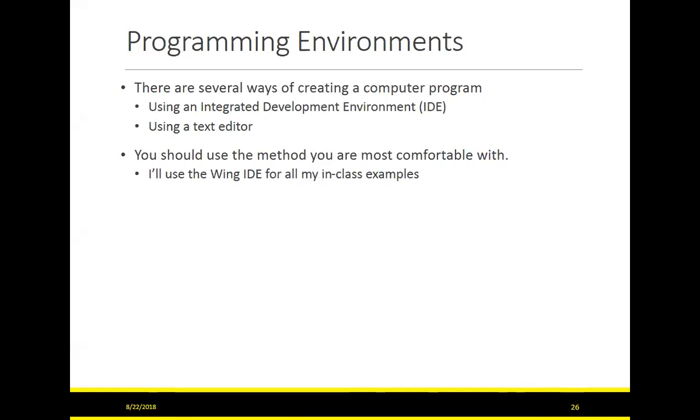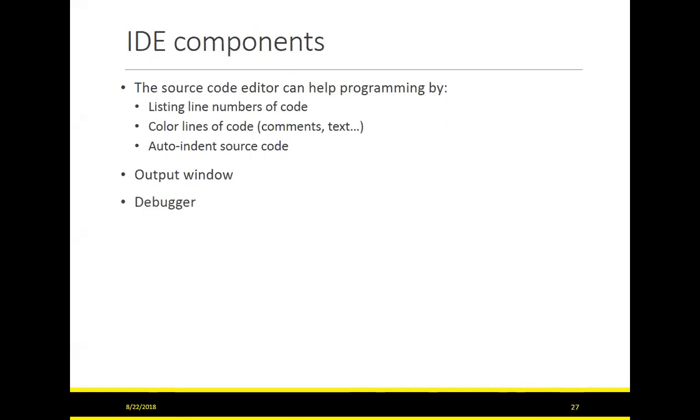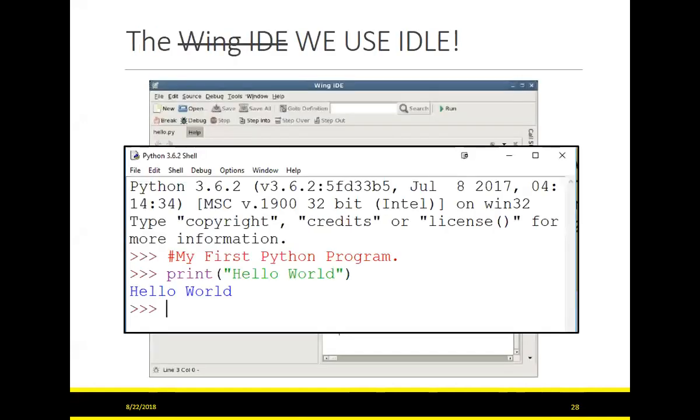It's not the same one. We're going to use something totally different. Okay. The components of it. You can list your code. You can color the lines. Auto indenting features. All that's built into pretty much all of them. Okay. And they pretty much all have an output window, a debug window. And you can actually even run Python just at the command line. You can do that as well.